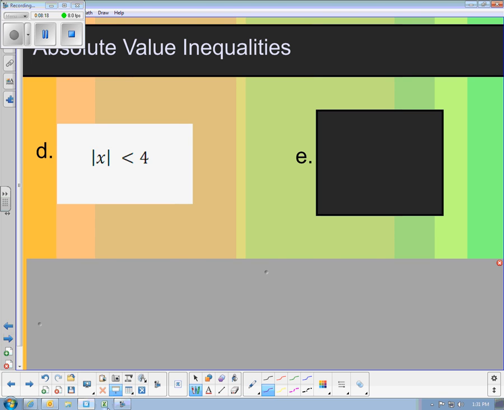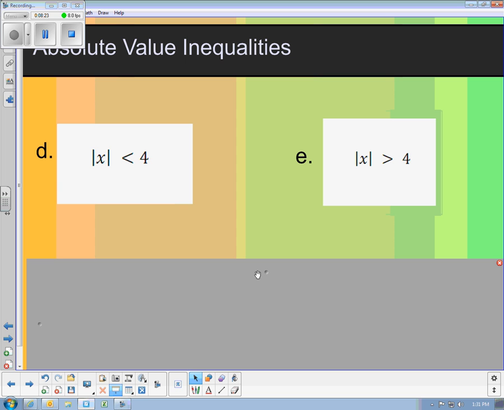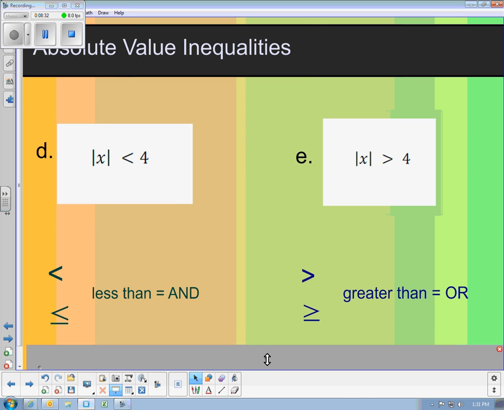All right, why don't you go ahead and work on part E on your own. Absolute value of x is greater than 4. Think about what that looks like. Don't forget to flip that sign when you change it to a negative. Okay, and here's those symbols if you want to take note of those.